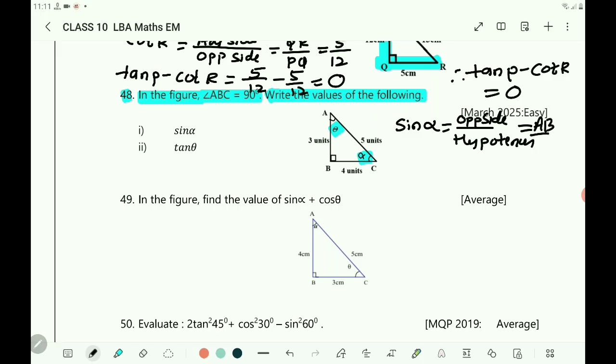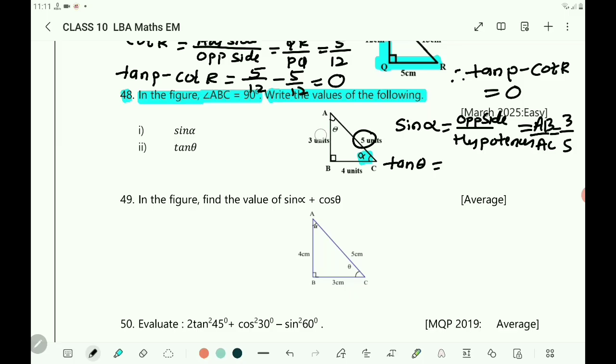AB by AC equals 3 by 5. Next, tan theta.